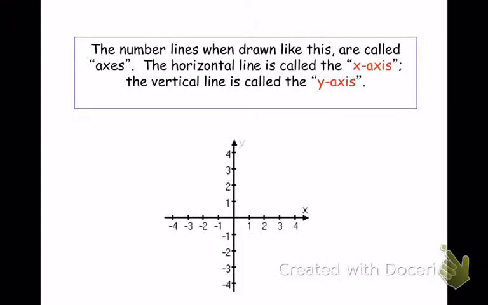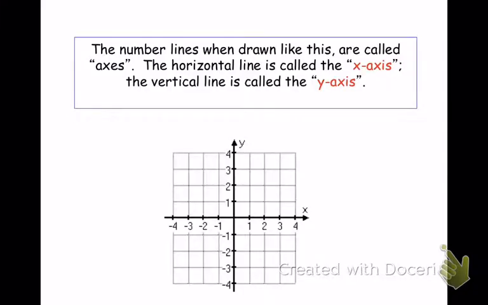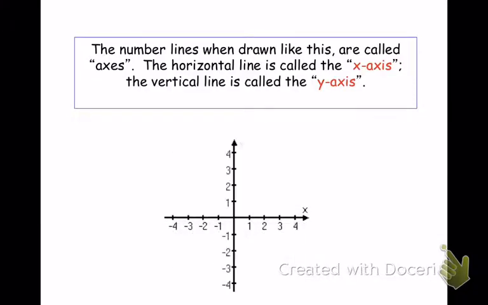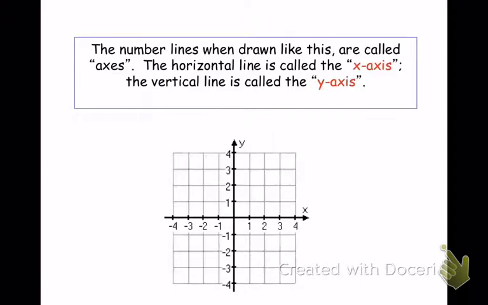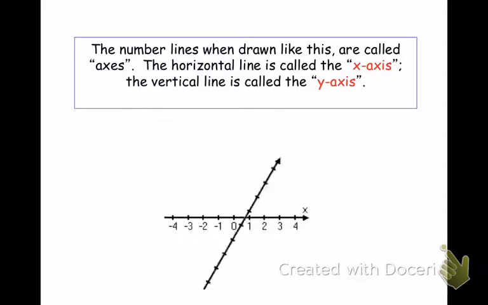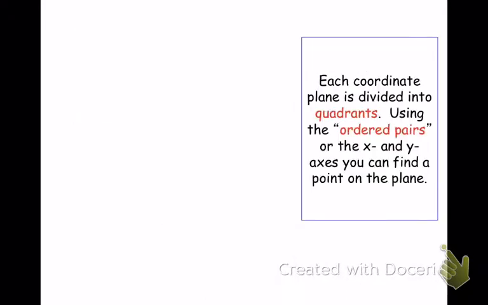The number lines drawn like this are called axes. The horizontal line is called the x-axis, and the vertical line is called the y-axis. Each coordinate plane is divided into quadrants. Remember, the word quad refers to 4. And using ordered pairs, which are our individual points, you can find any point on the plane. So we have 4 quadrants.